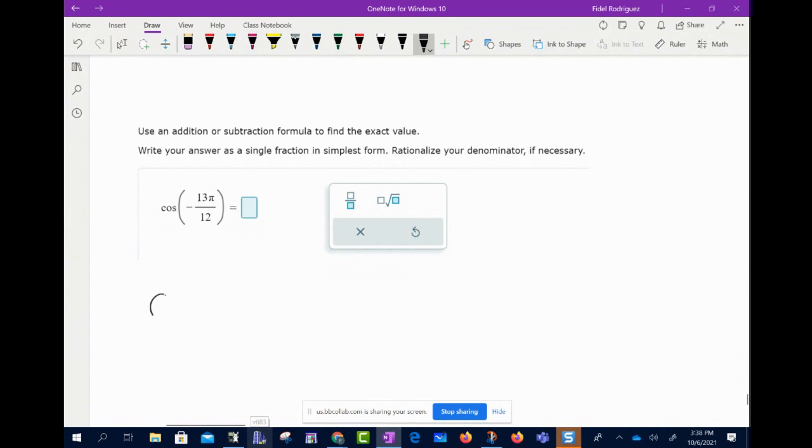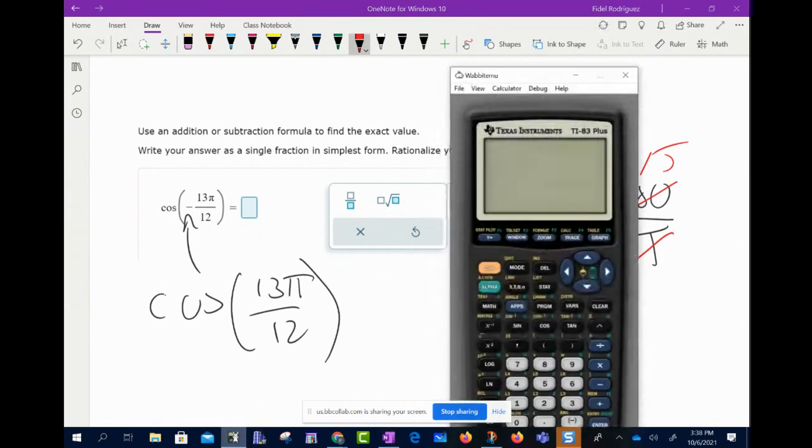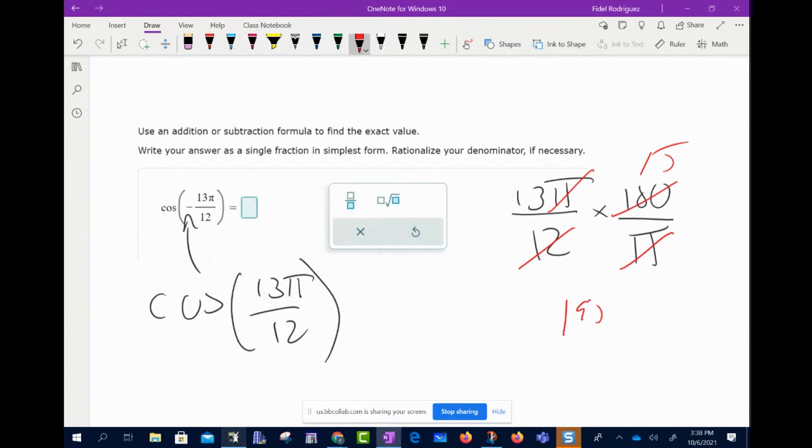So first thing I would do here is I'd say, look, let's think about this as the cosine of 13 pi over 12, because we can use that even-odd business. And then just like we did a little while ago, we take 13 pi over 12 times 180 over pi, cross that with that. 12 goes in here, 15. Let me grab my calculator and figure out what's 13 times 15. 195. Okay.